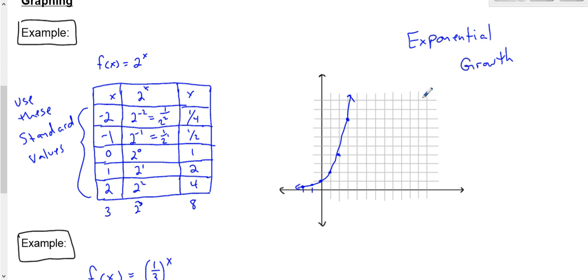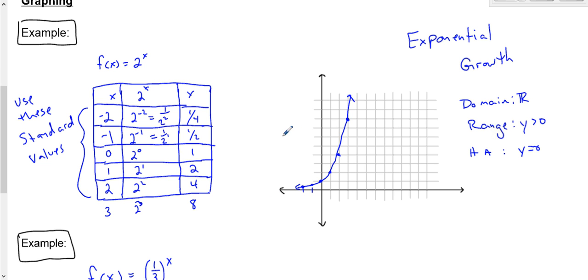okay? And the domain of this would be all real numbers. The range is y is greater than 0, and the horizontal asymptote, HA, is y equals 0. As you can see, this line is going to get closer and closer and closer. It's going to ride right along the x-axis. So y equals 0 is your horizontal asymptote.